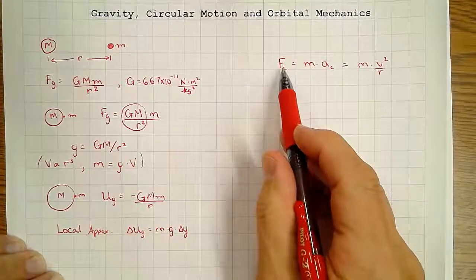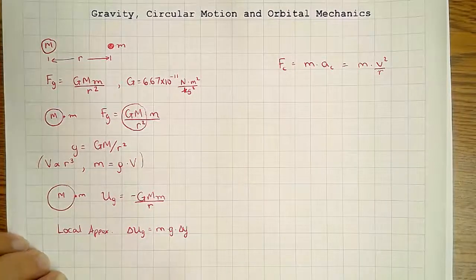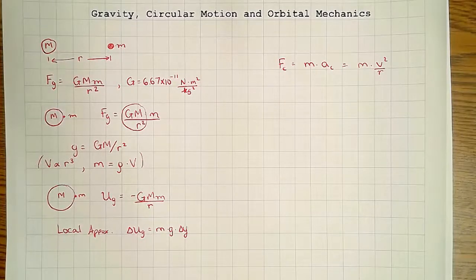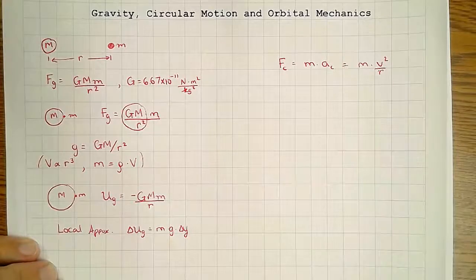Okay, if you have more force than that or less force than that, it will change directions, but it won't be a circle. So this has to be true for it to be a circle.